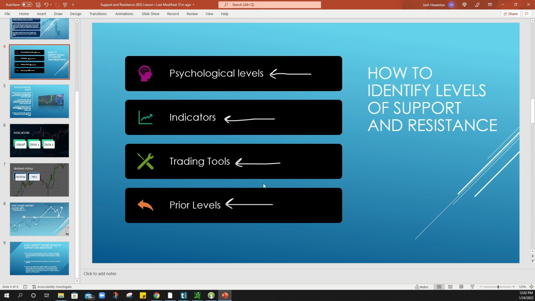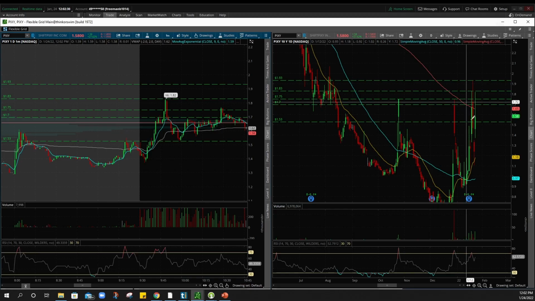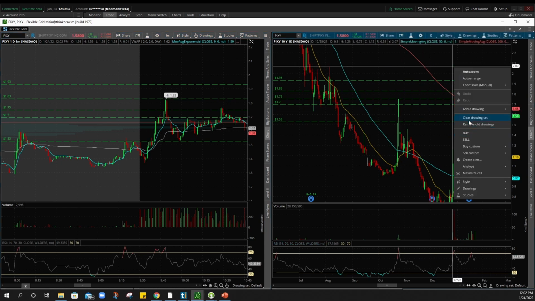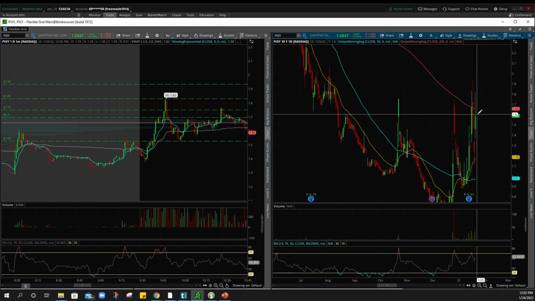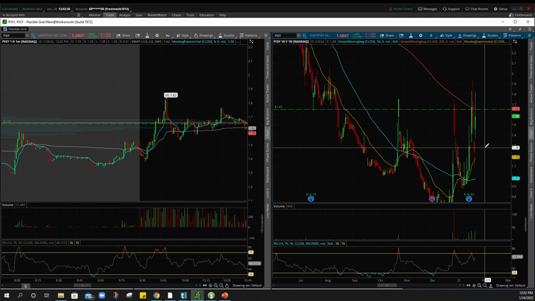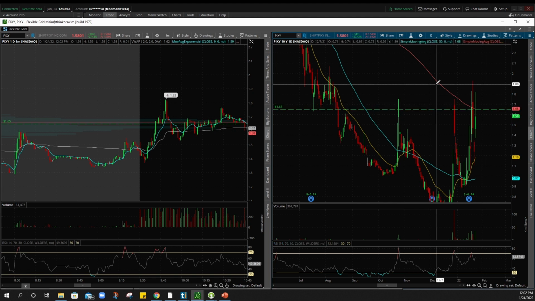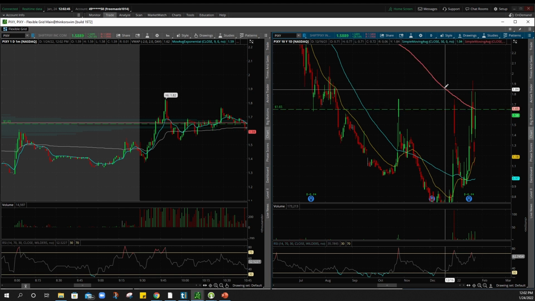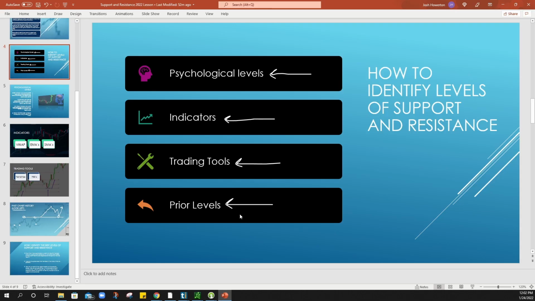Psychological is easy, guys. 1, 2, 3, 4, 5. 125, 150. They're easy, right? That's psychological. That's not hard to master. Indicators, VWAP, SMAs. They're there, right? The 200-day moving average is the 200-day moving average at 165. That's the price. That's easy. Put an indicator on your chart, and you know, hey, this is an indicator that could be support and resistance. Pretty easy stuff.